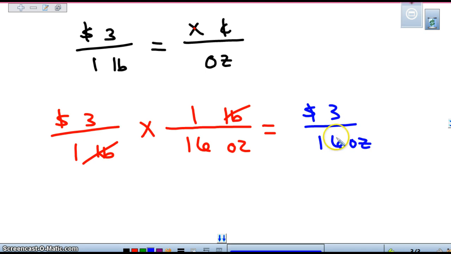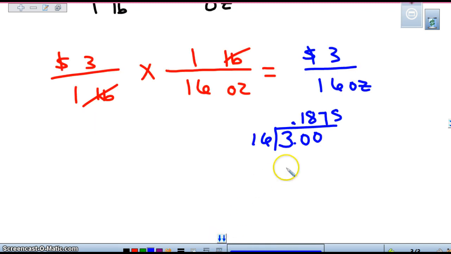Can we convert this to cents per ounce? In other words, we're converting this to a unit rate. $3 divided by 16, we would get 0.1875. We want to change this to cents. That means 18.75 cents per ounce.